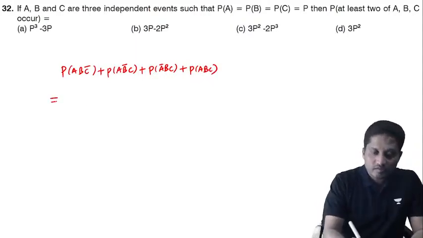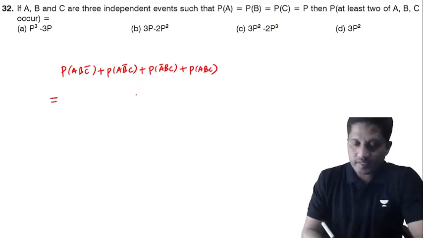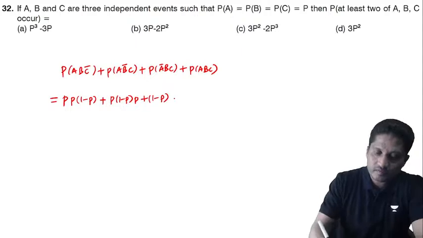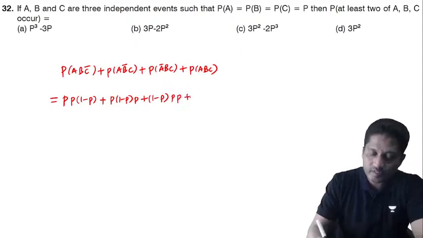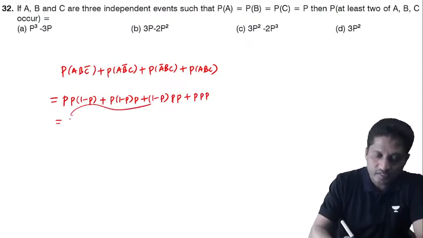Alright, now probability of A occurring is P, B occurring is also P, C does not occur is 1 minus P. Even this is same, P, 1 minus P and then P. This is 1 minus P, this is P and P, plus this is P into P into P. Right, now this is same, right? So I can write this as 3P square into 1 minus P plus P cube.